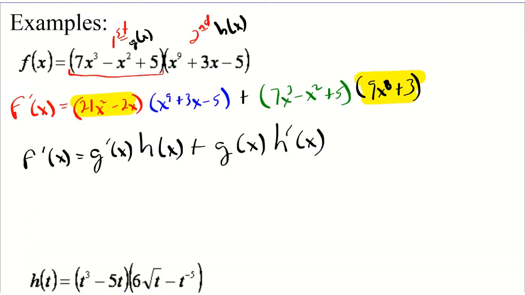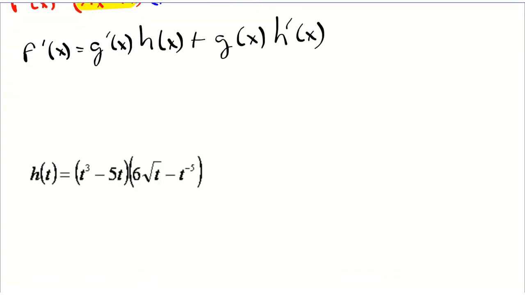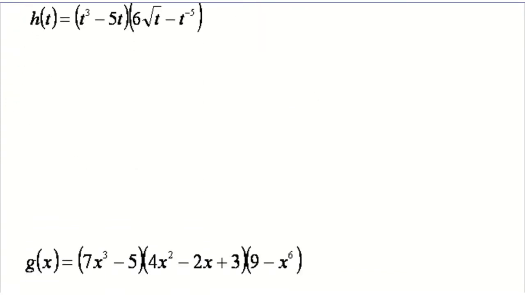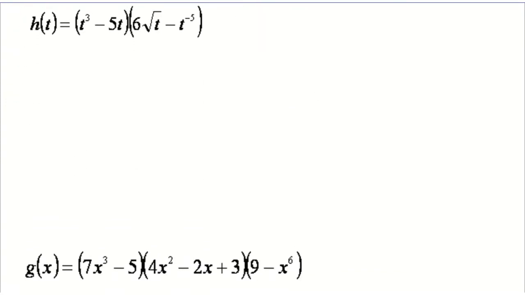Okay, let's have a look at these next couple. The variable doesn't matter. It just means that in this case, the variable is t rather than an x. You do it the same way. H prime of t would be, so the rule is derivative of the first, 3t squared minus 5. That's the derivative of the first bracket, multiplied by the second.